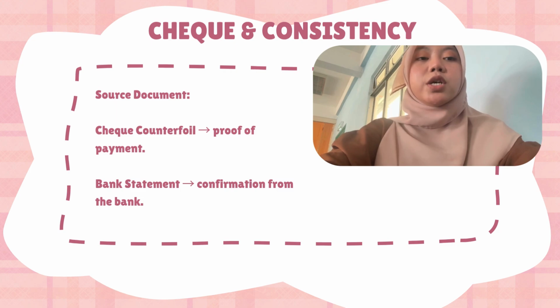This transaction shows the consistency principle because the company always uses the same method, which is paying by check every month. By doing so, the financial statements are consistent and can be compared from one period to another.